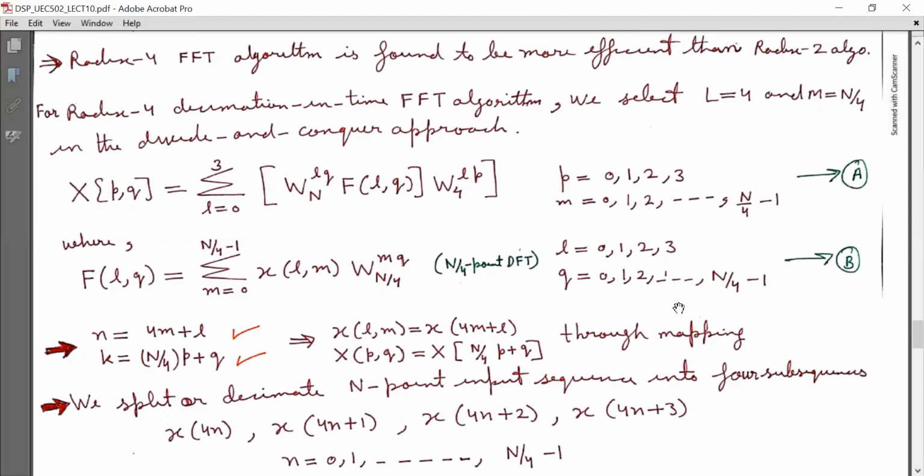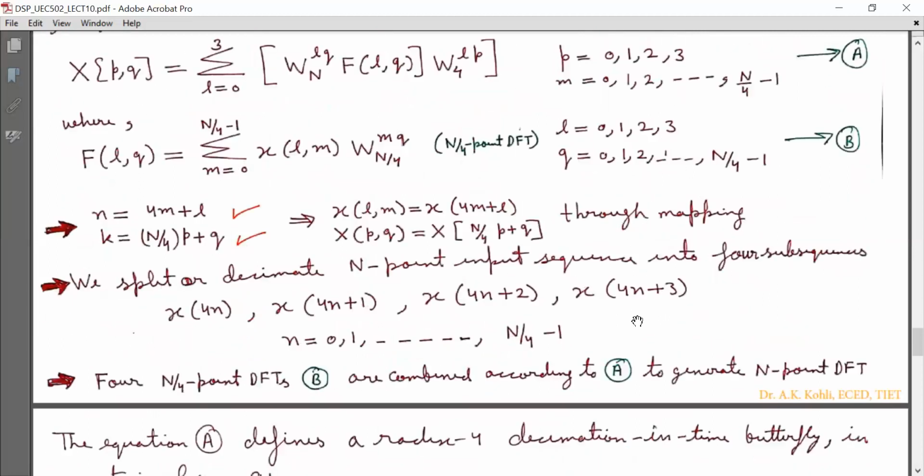From the divide and conquer approach, once more I repeat, n in one dimension is going to map to 4m plus l. That is, x[n] is going to map to x(l,m), and x(l,m) is equal to x[4m plus l]. k in one dimension equal to n by 4 p plus q, and k is going to be mapped to (p,q). So capital X(p,q) is equal to capital X[n by 4 p plus q] through the mapping process, which we have done in the last lecture.